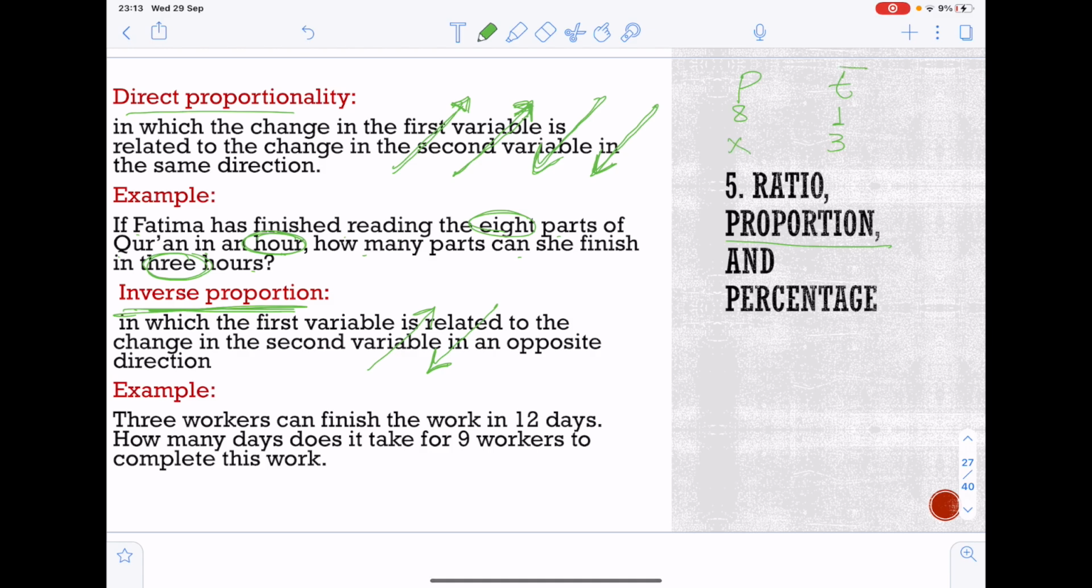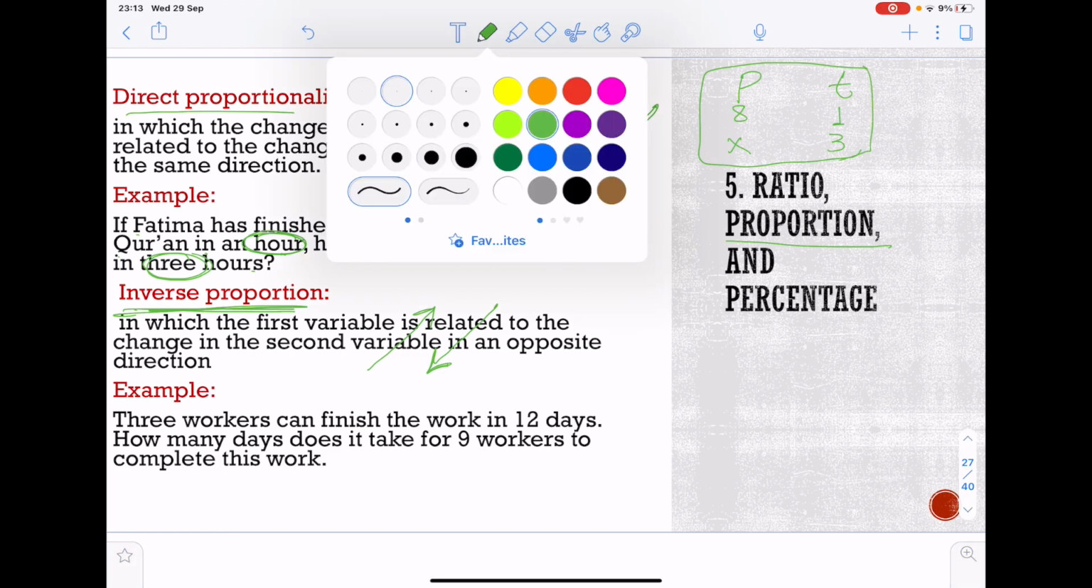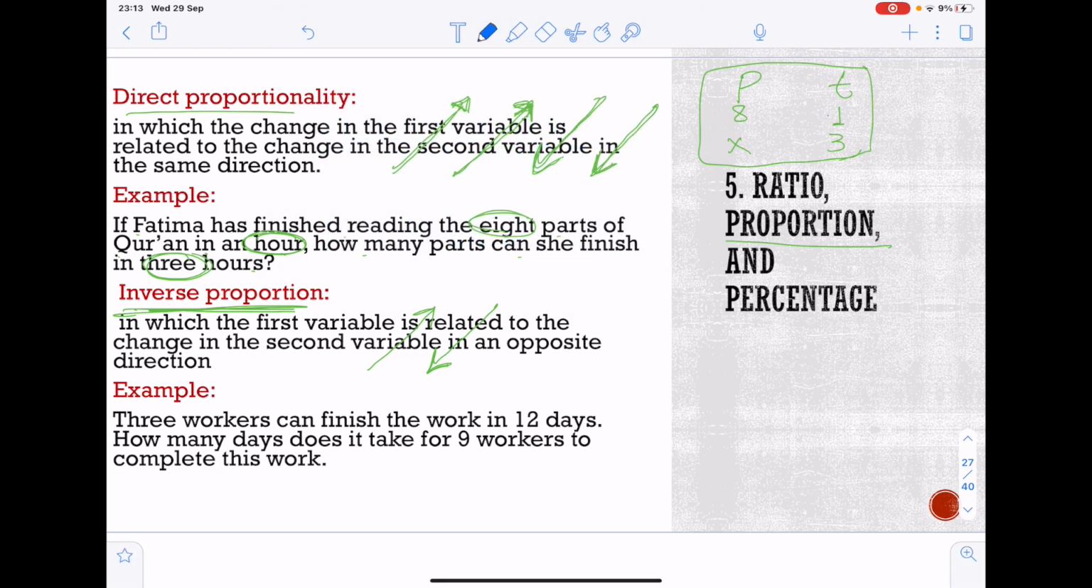So in this case, to find out X, all I have to do here is just to do the cross multiplication. Okay? So my X here is 8 times 3 over 1, which is 24.